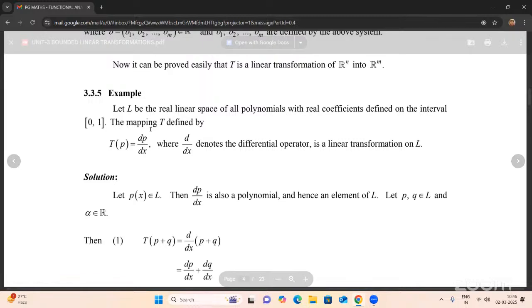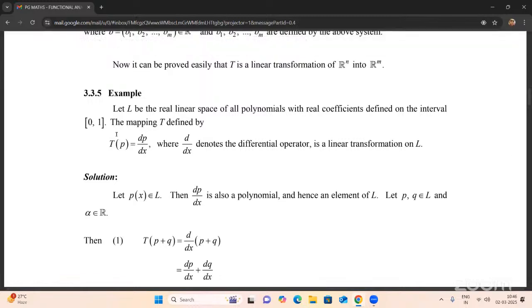The mapping T is defined by what relation? On the set of all polynomials with real coefficients, T of P equals the differential operator, differentiating P with respect to x. Here P is one of the polynomials. Now d by dx denotes the differential operator. At the same time, it is also denoted by capital D. We have already practiced this in UG first year and MSc Mathematics in differential equations. According to that, d by dx is called capital D, which is equivalent to capital D. That is called the differential operator, the symbolic operator.